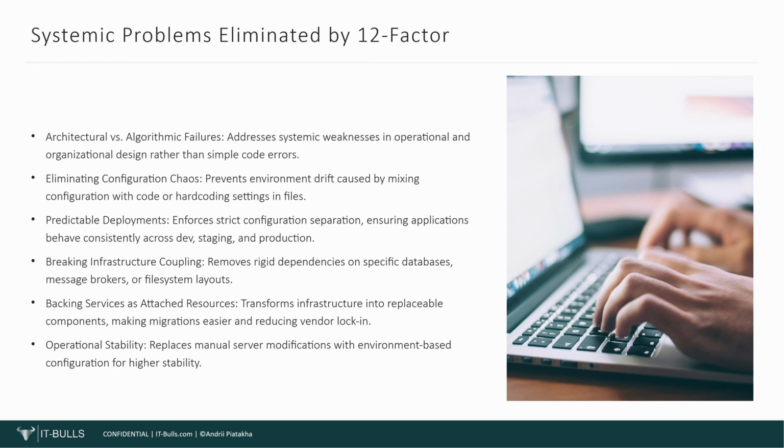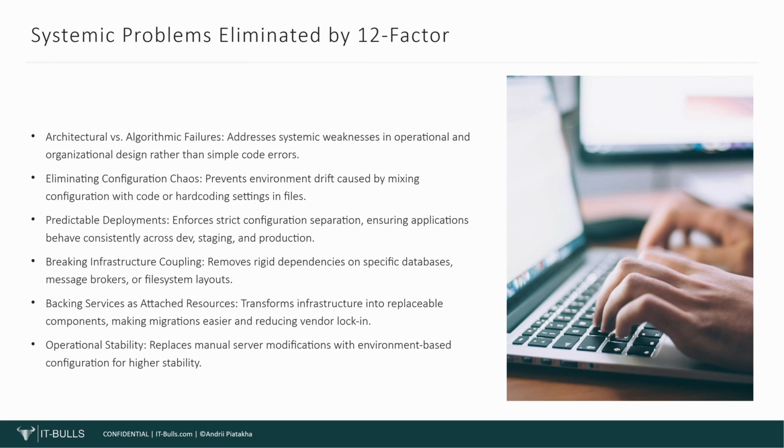One of the most common problems is configuration chaos. Applications behave differently across environments because configuration is mixed with code, hard-coded in files, or manually modified on servers. As a result, development, staging, and production drift apart. The 12-factor principle of strict config separation removes this instability. It forces configuration into the environment, making deployments consistent and predictable.